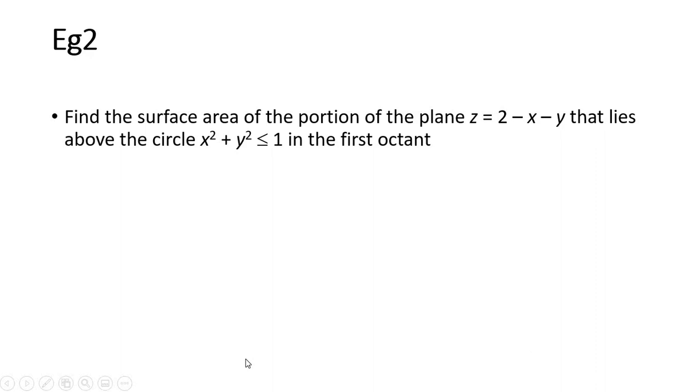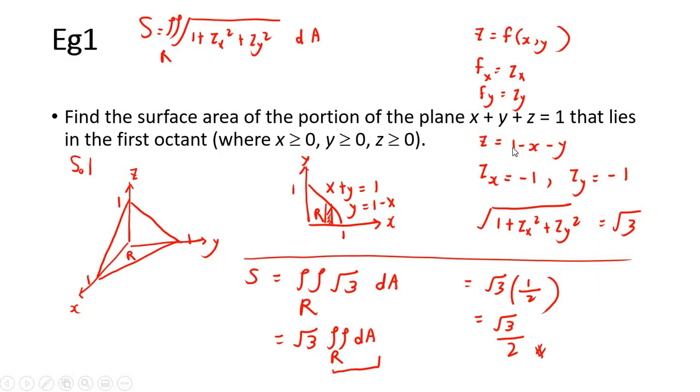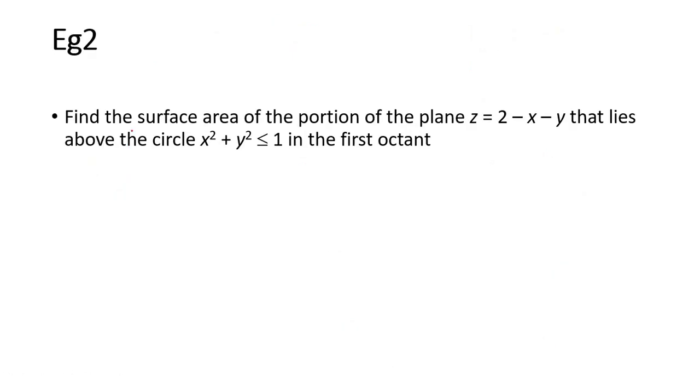Second example, find the surface area of the portion of the plane z = 2 - x - y that lies above the circle x squared + y squared ≤ 1 in the first octant. Similarly, compared to just now, just now it was z = 1 - x - y. Now it is z = 2 - x - y. So only the intercepts x, y, z are at the point 2.